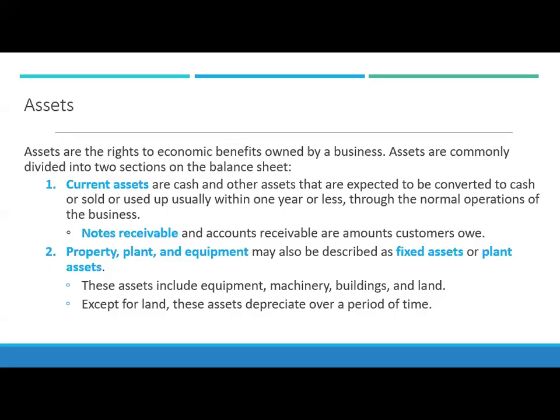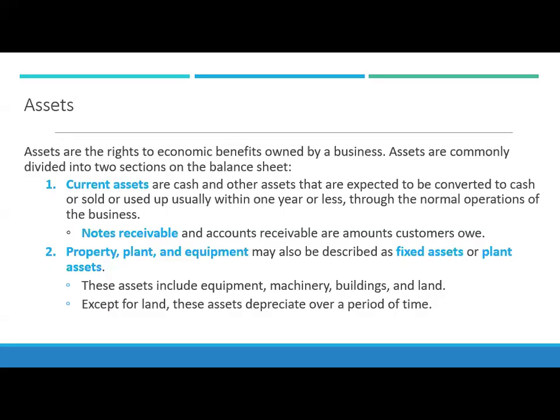But a notes receivable would be a much more formal agreement where it's like, okay, we're going to sell you this washer dryer, and there's a 6 to 12 month payment plan. That would be more of a notes receivable than an accounts receivable. Notes receivable are a little bit more long term, but generally are still due within a year or less, and then they can be due longer though. But generally, notes receivable and accounts receivable are amounts customers owe the business.